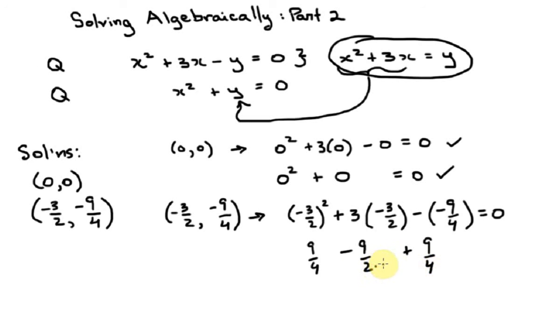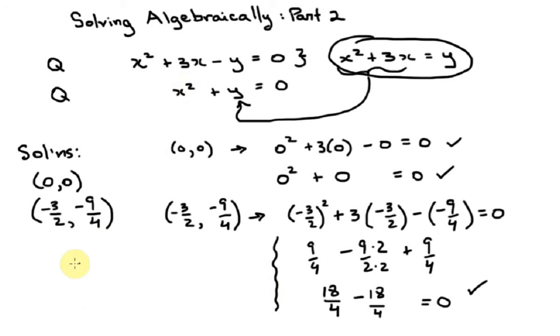Now if I make a common denominator here, then what I have is 9/4 plus 9/4, which is 18/4, and then here I have minus 18/4. Well, guess what? Doesn't take you long to realize, yes, that equals 0. So that works in the top equation. The only other thing I got to check is, does it work in the bottom equation?